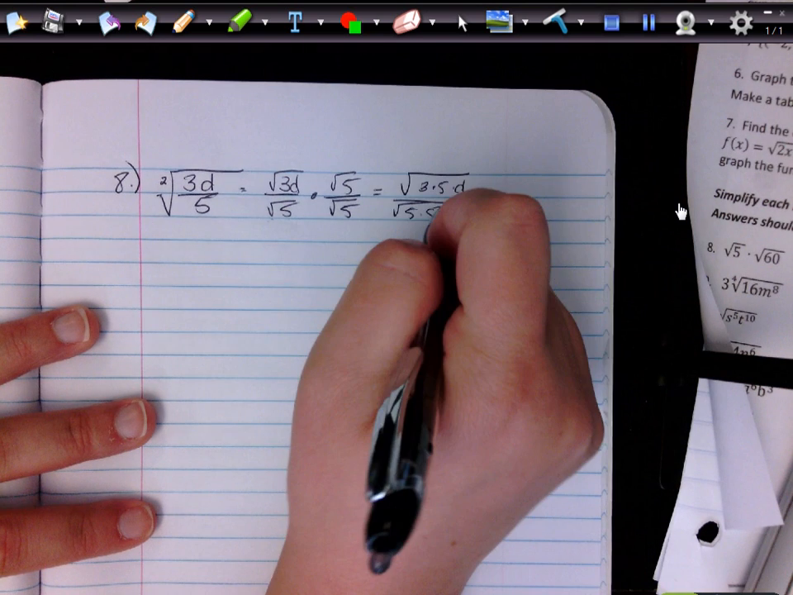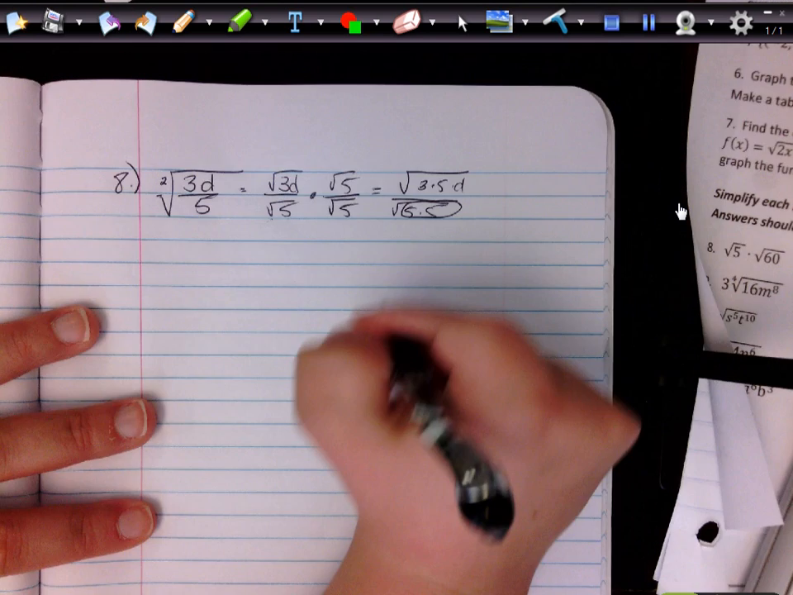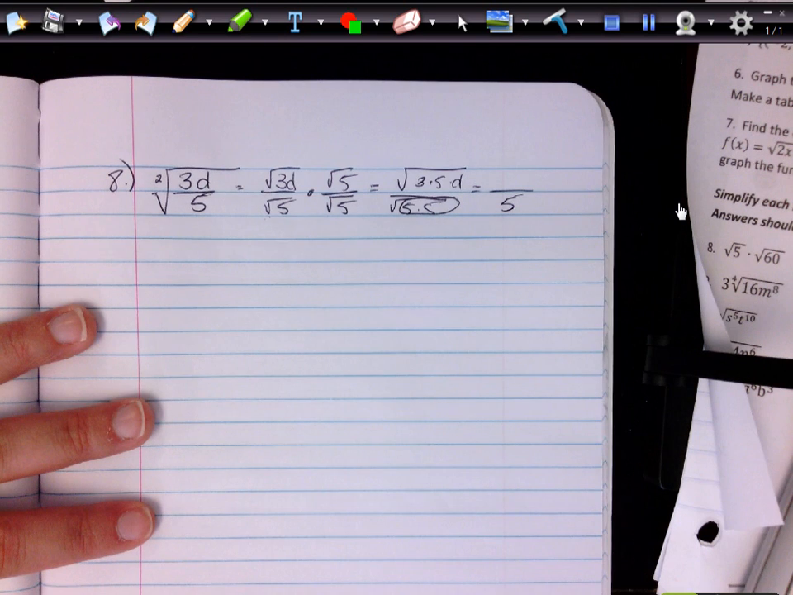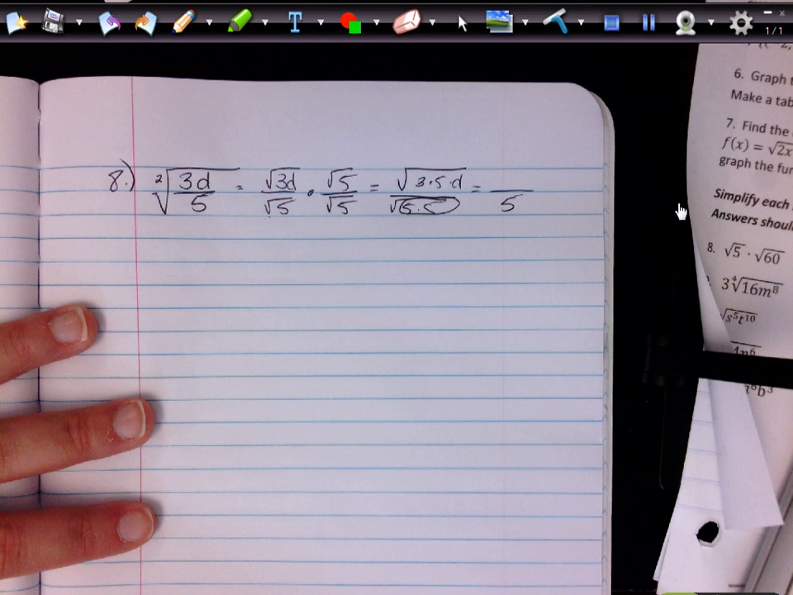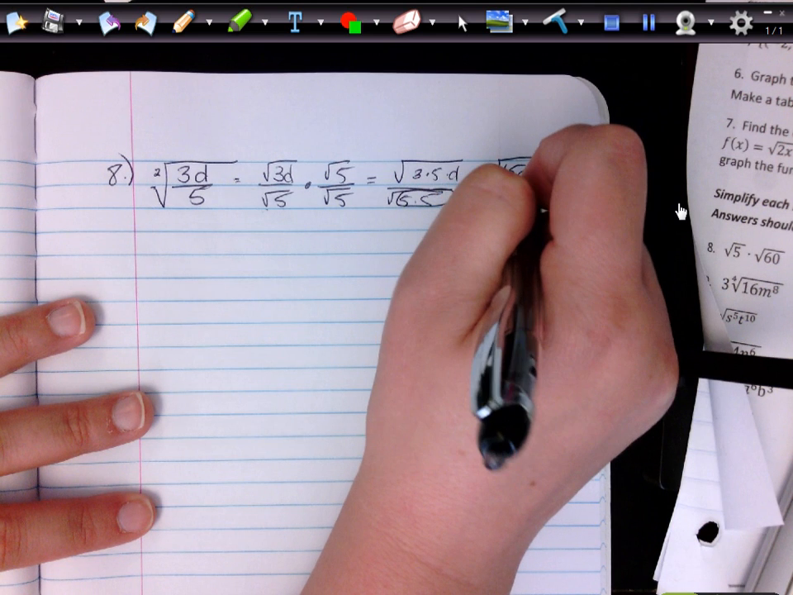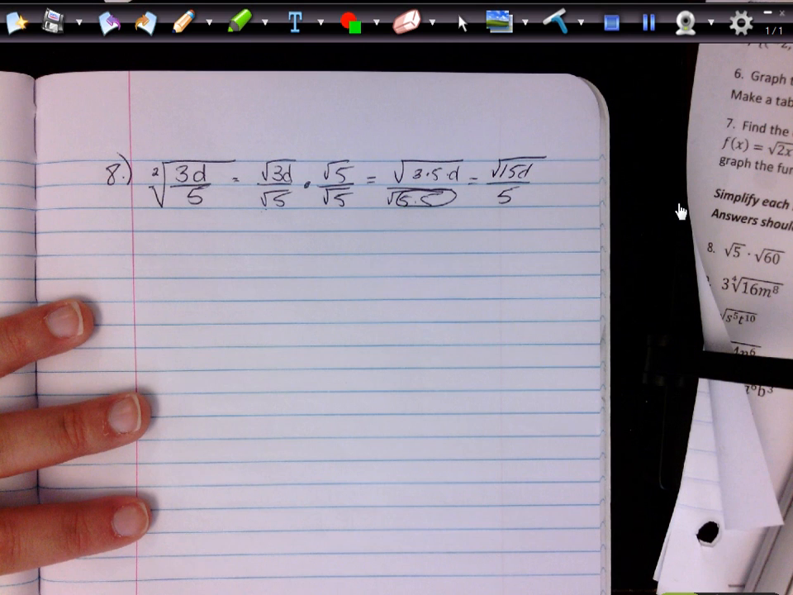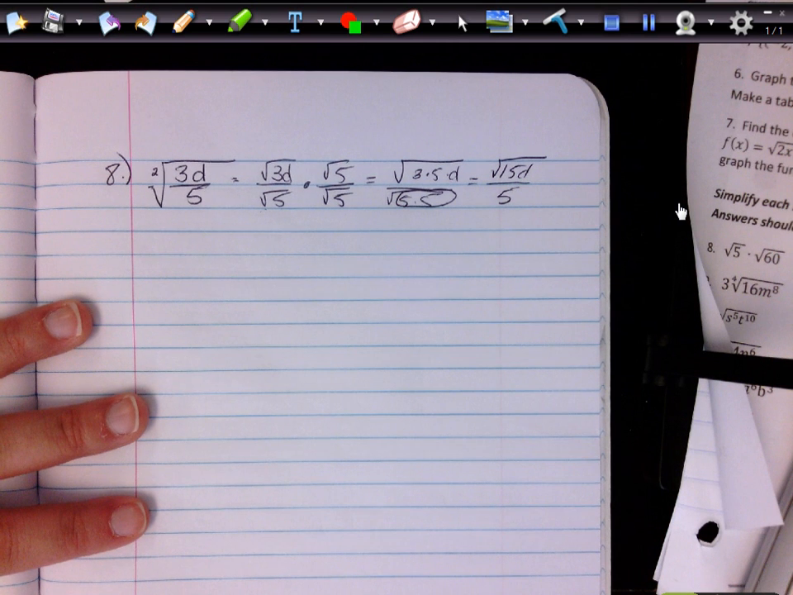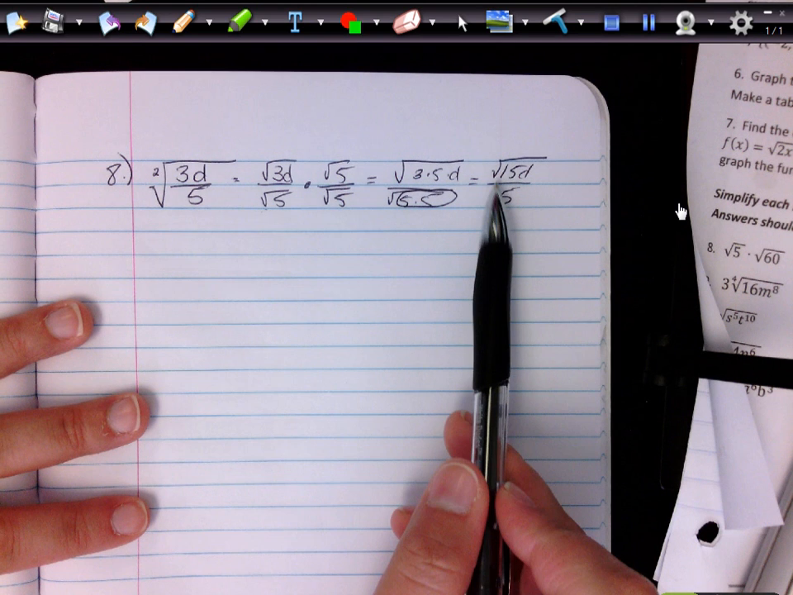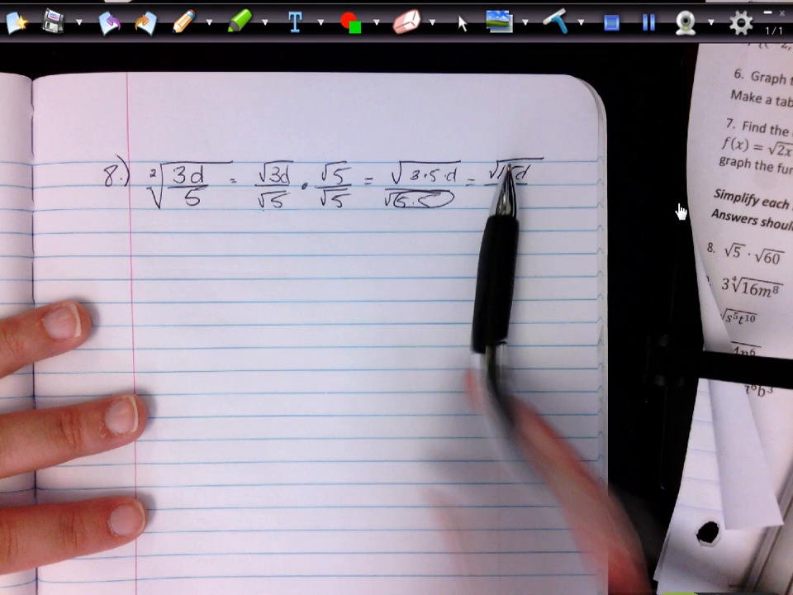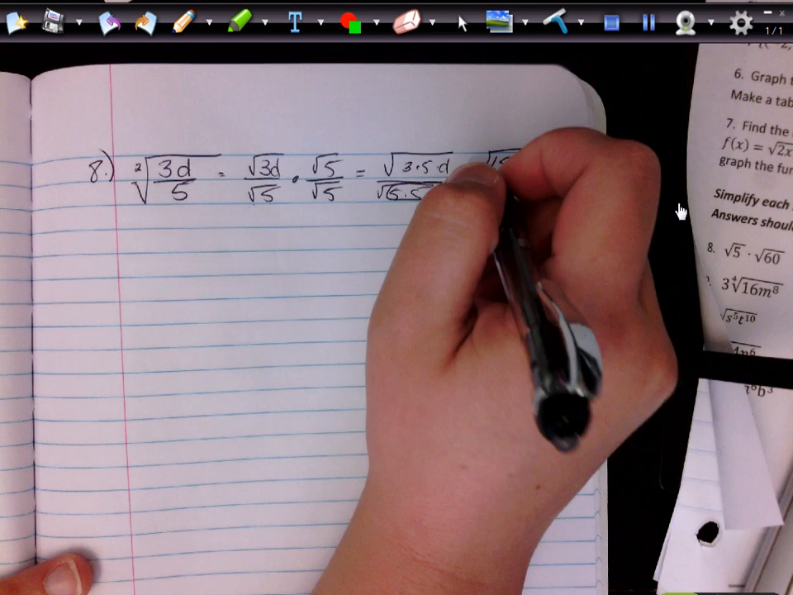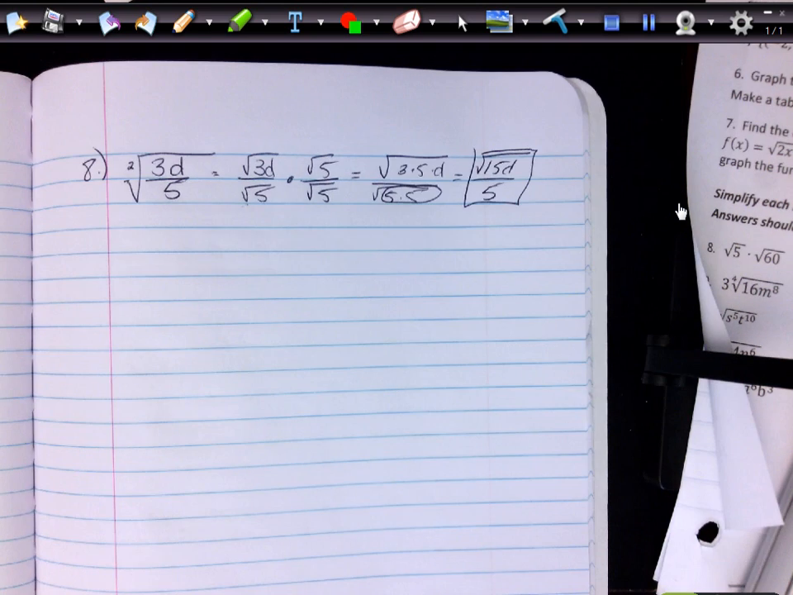Here I now have my group of 2 5's that I needed. So it's just 5. On the top, 3 and 5 can't be birthday cake because they're both prime, so I'm just going to multiply those back together and I get 15d. We looked at some of these yesterday that look just like this. So we have the square root of 15d over 5. Again, don't think that you can reduce the 15 over 5 because that's not 15, it's the square root of 15. Please make sure you have all of that work down before you move on.